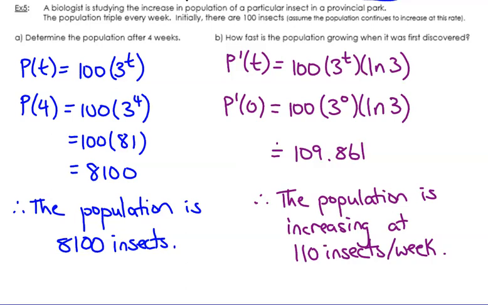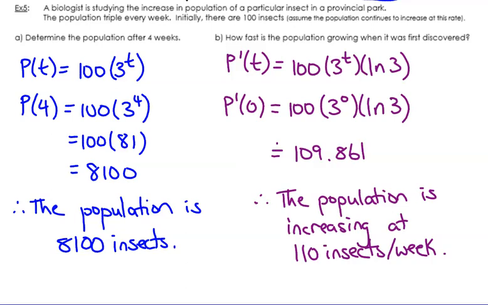Okay, so let's get some word problems in there. A biologist is studying the increase in population of a particular insect in a provincial park. The population triples every week. Initially, there are 100 insects. Assume that the population continues to increase at this rate. So determine the population after 4 weeks.